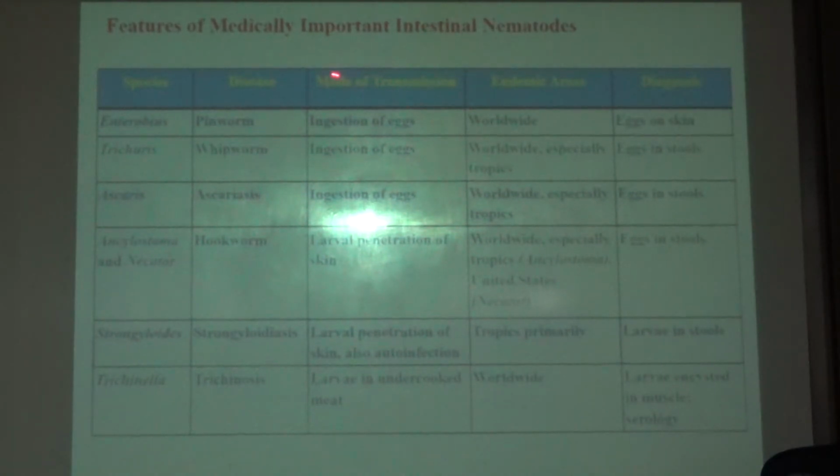If you see, the mode of transmission is mostly ingestion of eggs. In two of the cases, hookworm and Strongyloides, it is penetration of the skin. So this is different from these three. In Trichinella, it is due to undercooked meat.